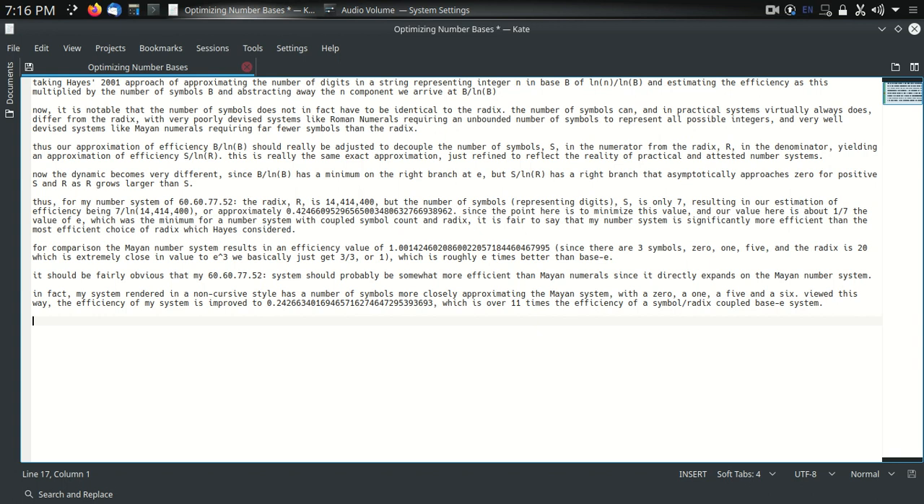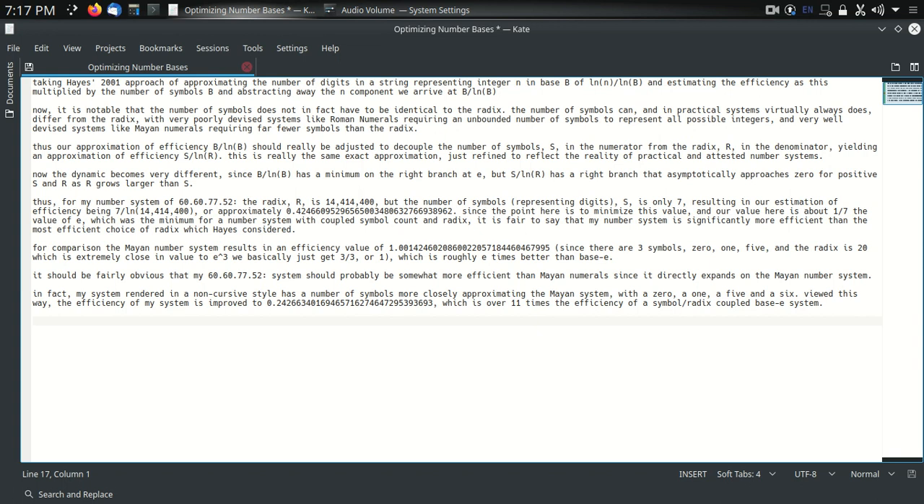For comparison, the Mayan number system results in an efficiency value almost identical to 1, right? And this is because there are 3 symbols, one for 0, one for 1, and one for 5, and the radix is 20, which is extremely close to the value of e cubed. So we basically just get 3 divided by 3, right? The ln of 20 is really, really close to 3. It's like 2.99 something. So we're just dividing 3 by 3, more or less, and we get 1, more or less. It's super close, like within 1/7 of a percent. It's stupidly close to 1. It's basically just 1. So this is roughly e times better than base e.